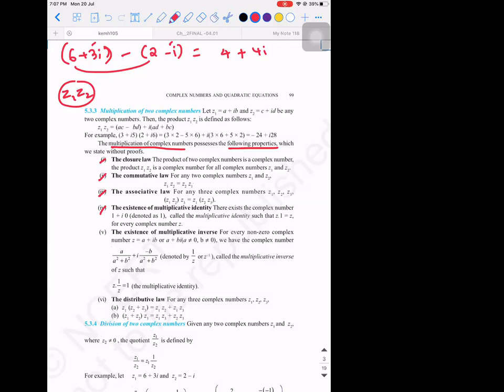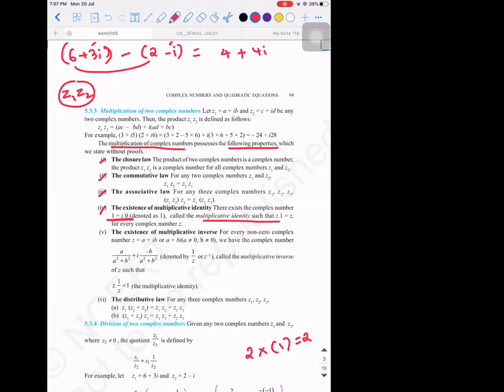Multiplicative identity means you need to multiply a given number with something such that you get back the same number. If I have 2, what should I multiply with 2 to get back 2? 1. So that is the multiplicative identity. So there exists a complex number 1 plus i into 0, denoted as 1, which is the multiplicative identity of the element z. Are you guys able to understand?